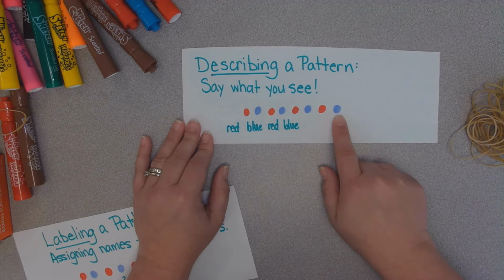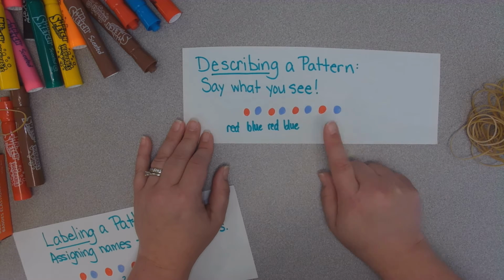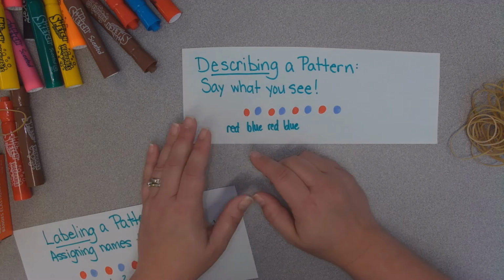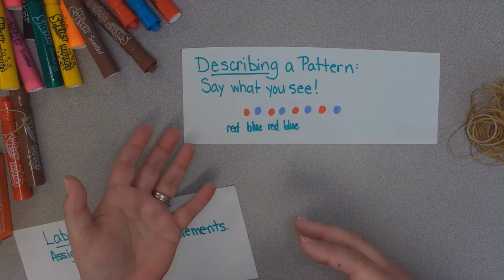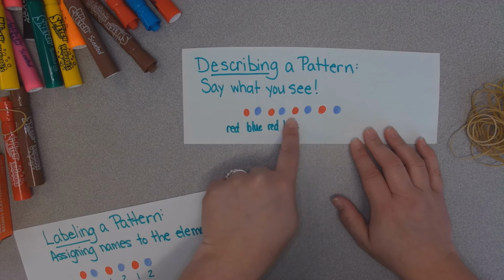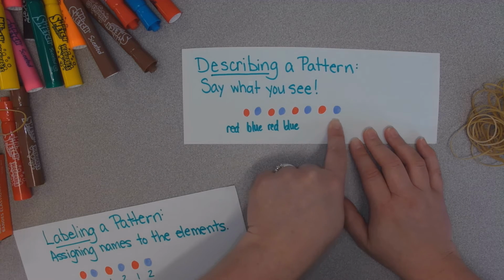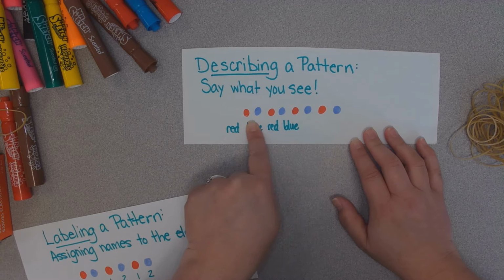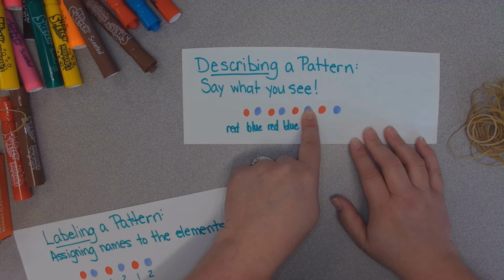If it was shapes, you could also describe it. If they were different shapes, it could be maybe circle, square, circle, square. But for this one, we say what we see. I don't see circles and squares. I don't see numbers. I don't see letters. I see red, blue, red, blue, red, blue.